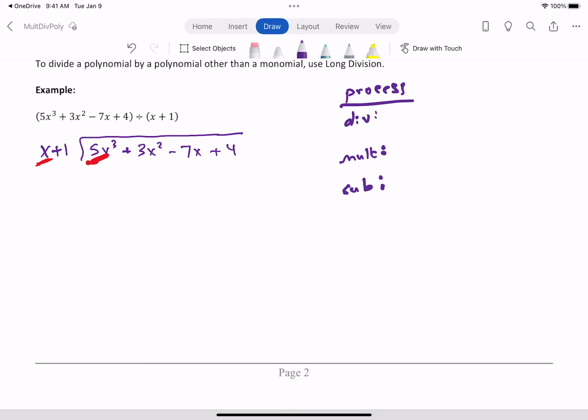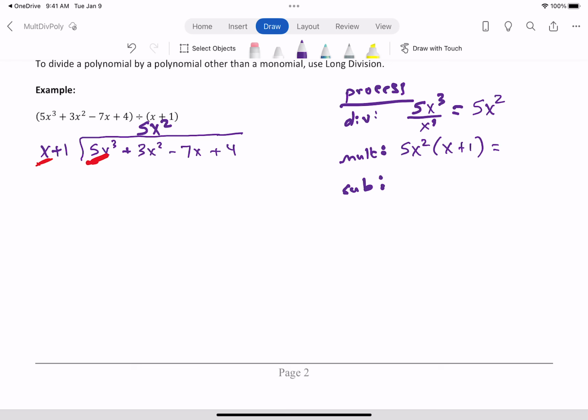So what I'm going to divide is 5x to the third by x. And that's what we just did with that monomial. So this is going to be 5x to the 3 minus 1, which is 2. So that number we're going to put over here, 5x squared, because that's what we got when we divided. Next, we're going to multiply that 5x squared times the x plus 1.